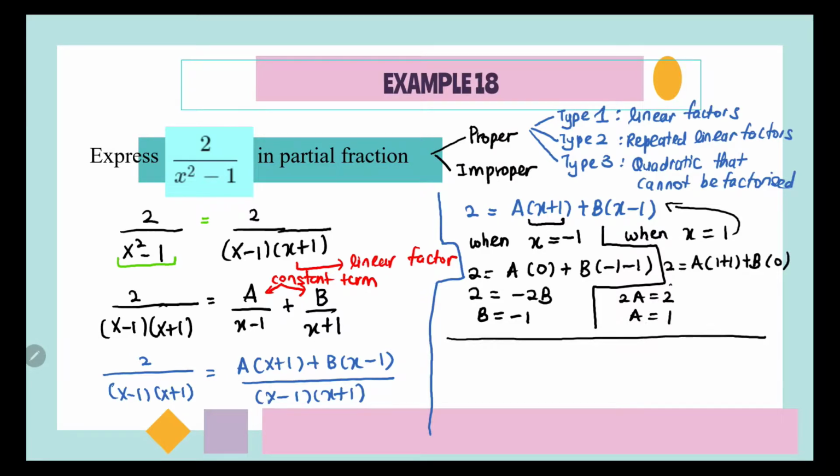Once we obtain the values of a and b, we will be able to write 2 divided by x square minus 1 as a partial fraction, which is a over x minus 1 plus b, which is negative 1, divided by x plus 1. So this is how we write 2 divided by x square minus 1 as partial fractions. I hope you can understand example 18.